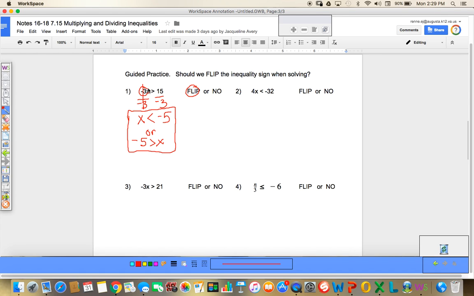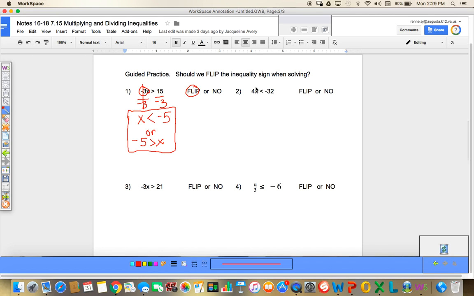So -3 times -6 is positive 18. Is 18 greater than 15? Hopefully you said yes, and that means our symbol is going the correct way. So our answer is x is less than -5 or -5 is greater than x. Now, to do 2 and 3, you check the exact same way. So I'm not going to check 2 and 3, but I will check when we get down to some fractions down below.